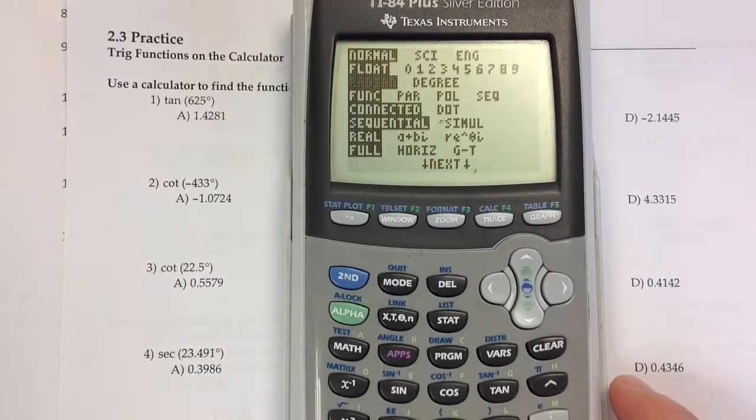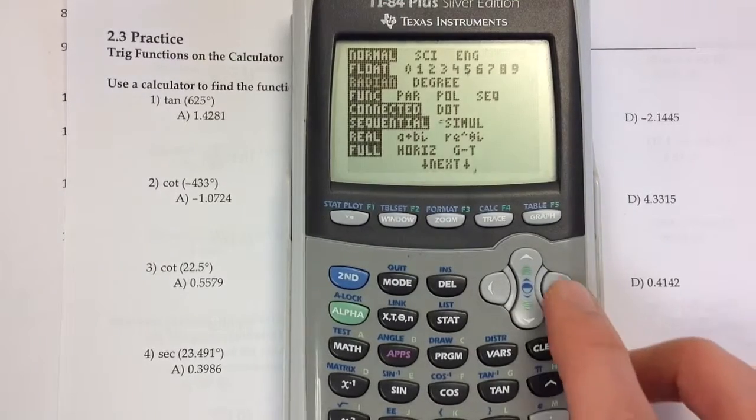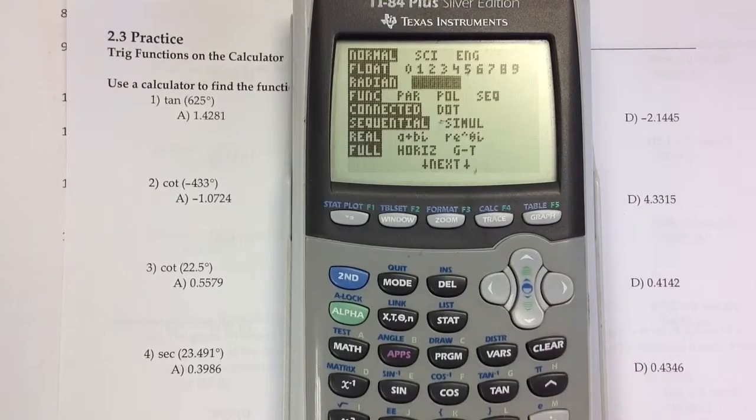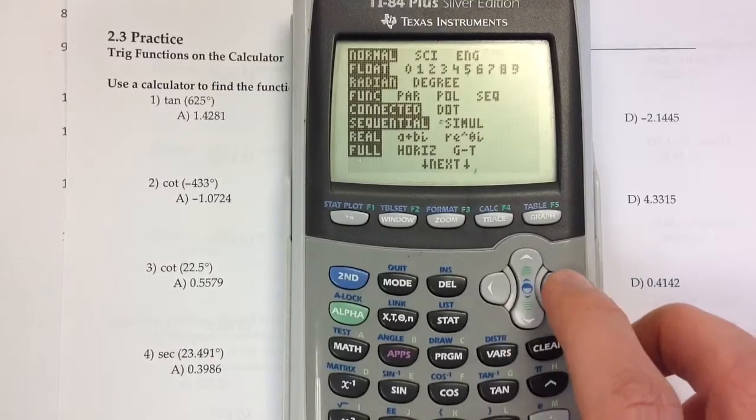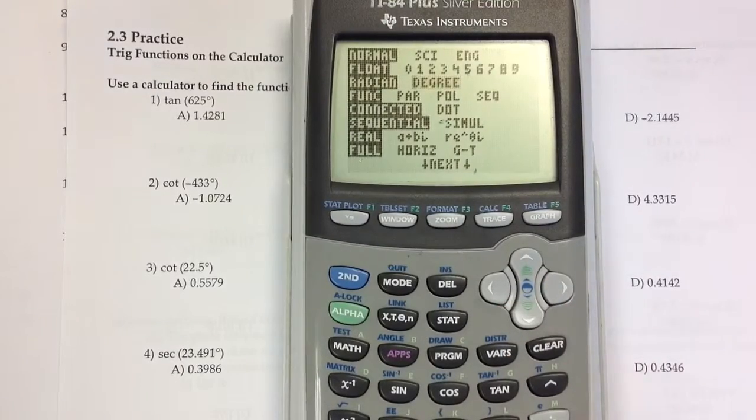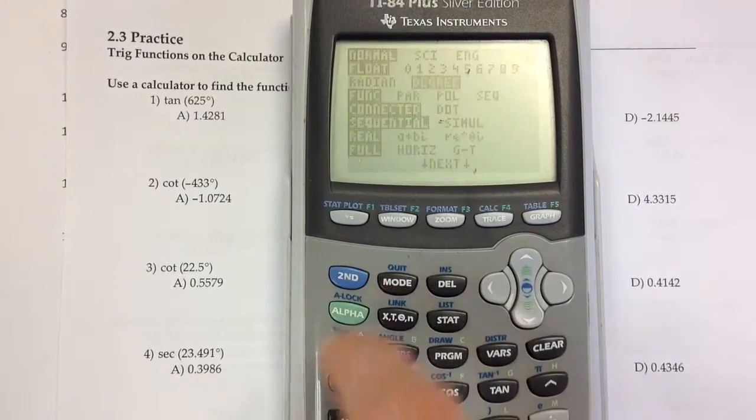That's a topic that you'll cover in Chapter 3. It has to do with circles and radius. Right now we're working with triangles, so we will work with degree. So what you need to do is use the down arrow to get down to the radian row, and then go 1 to the right, such that degree is highlighted, and then press Enter. Now the calculator is in degree mode.